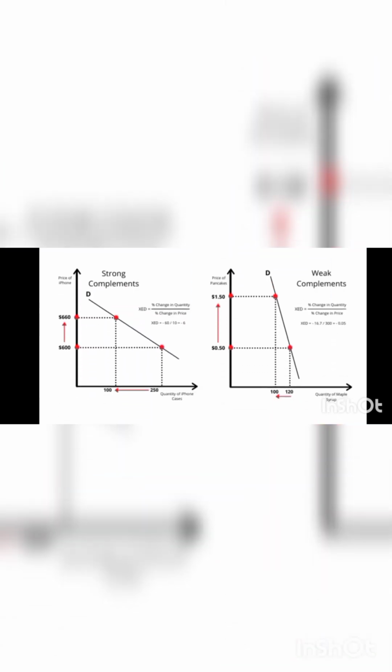As shown in the graph, for strong complementary goods, a small fall or rise in the price of milk causes a large change in the demand for tea. In strong complementary goods, the demand curve is flatter, and in weak complementary goods, the demand curve is steeper.